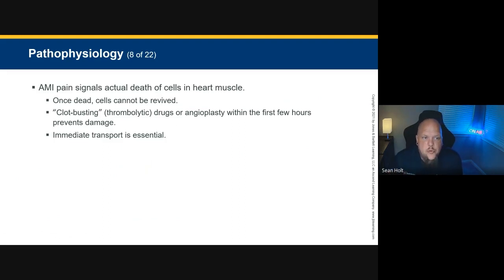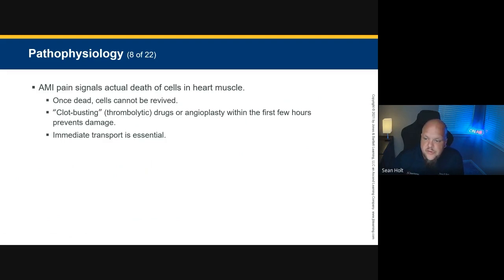An AMI, acute myocardial infarction, pain signals actual death of cells in the heart muscle. Once dead, these cells cannot be revived. They are no longer available for contraction of the heart, right? That's not a good thing. We want every possible bit of our heart muscle contracting for us in order to keep us with a good cardiac output, keep us awake, standing up, conscious, talking, thinking, all of that, right?